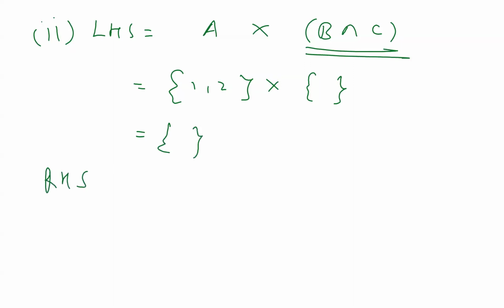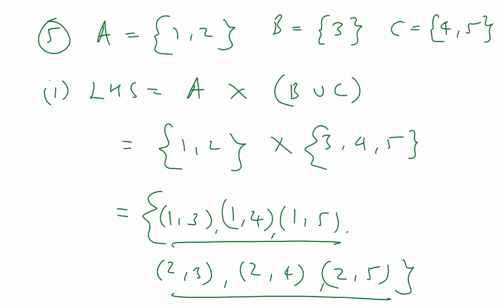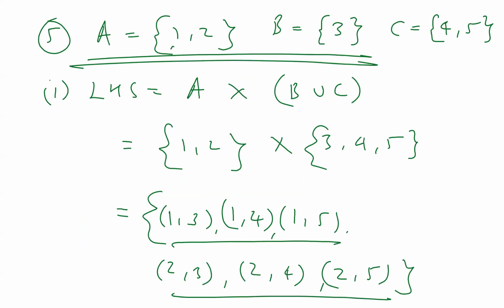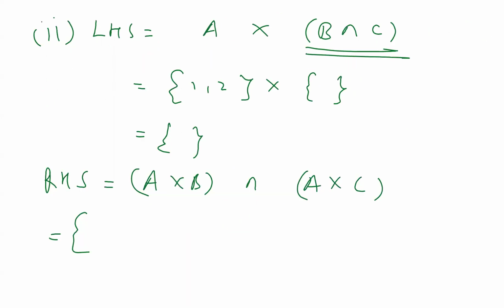RHS: (A cross B) intersection (A cross C). Now A cross B is not a set, A cross B is a Cartesian product. So let's start with that. A cross B: (1,3) and (2,3).